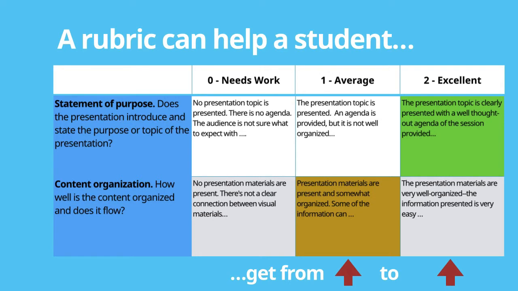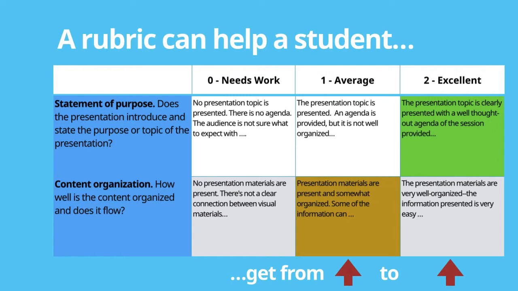How about if you were given a public speaking rubric that I showed earlier? The professor said you got a 2 on statement of purpose, but a 1 on content organization. By providing a rubric, you're essentially showing them what goes into the letter grade of A, B, C, and so on. The rubric provides them the feedback in the form of a guide. What would it take for them to go from a 1 to a 2?